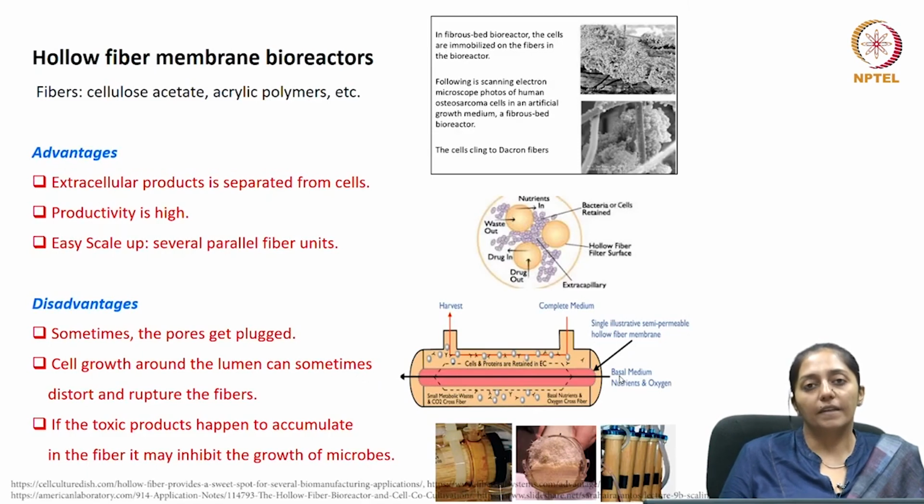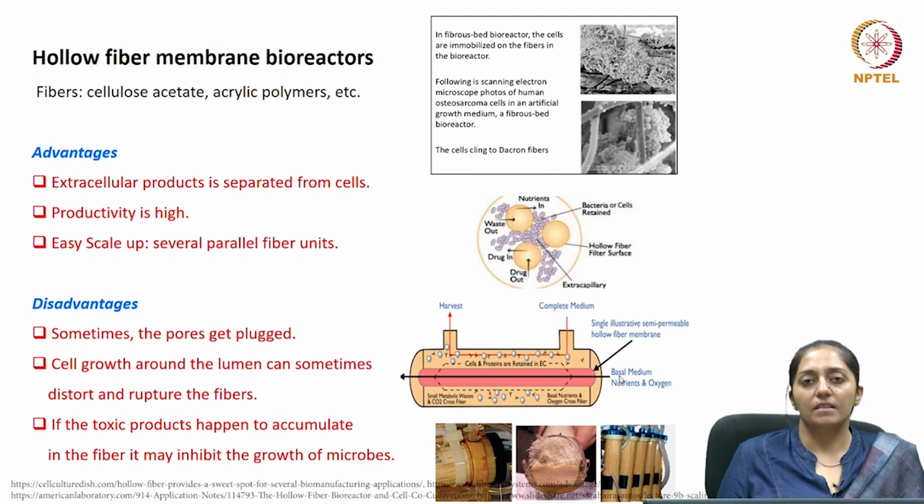These are certain kind of reactors which are generally used in industry for animal cell fermentations. These are called hollow fiber membrane bioreactors. The advantage is that the extracellular product can be easily separated from the cells. These are similar to immobilized cell bioreactors. The productivity is very high therefore, and they are easy to scale up because there are many parallel fiber units which are inserted in one column.